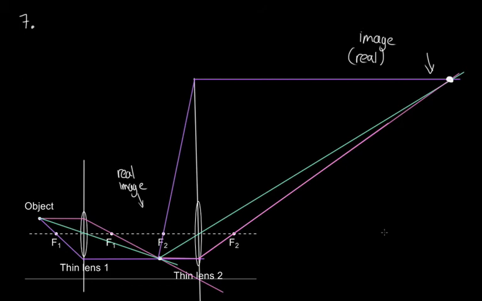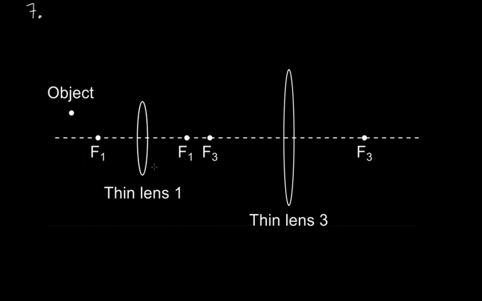Okay, part C, we need a new diagram. Now we're going to repeat the same process, but you can see now lens 2 has been replaced with lens 3, which has a slightly longer focal length compared with lens 2. So let's start the same way by drawing the lines through the middle of these lenses. And now we can trace out our principal rays.